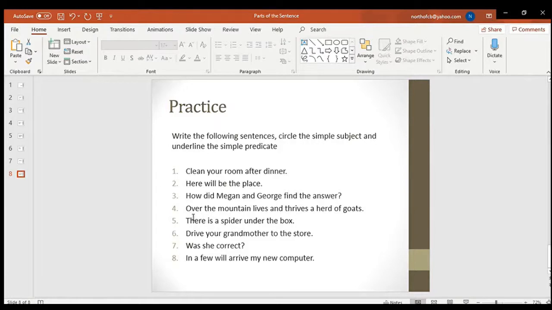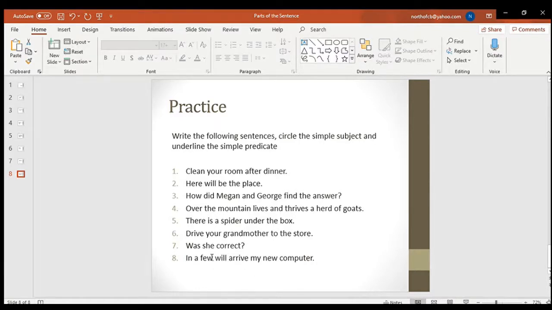There is a spider under the box. What is there under the box? The spider. It's the thing that exists. That's your subject. Okay? Under the box, just a prepositional phrase. Drive your grandmother to the store. Who's going to drive? Okay? That's going to be you, right? Was she correct? Okay? Was correct. Who was correct? She, subject.